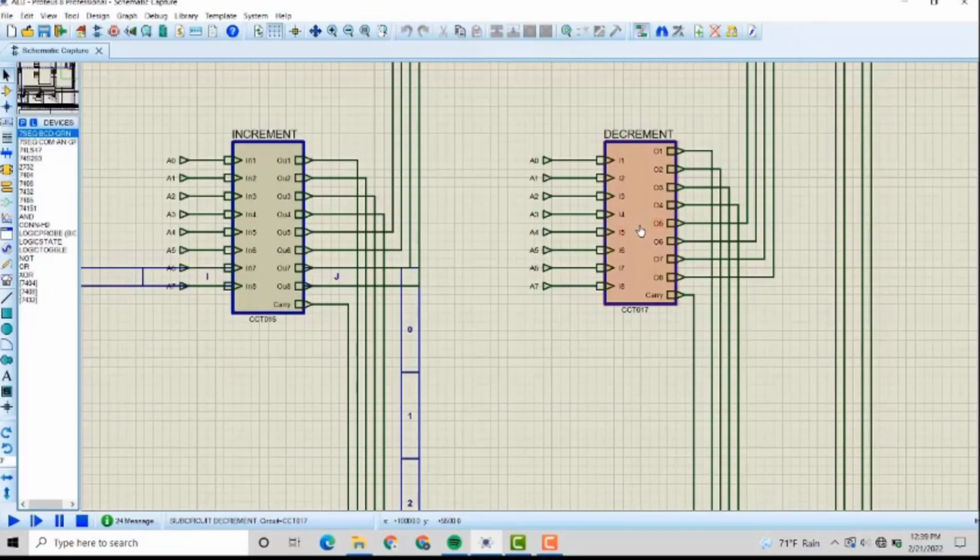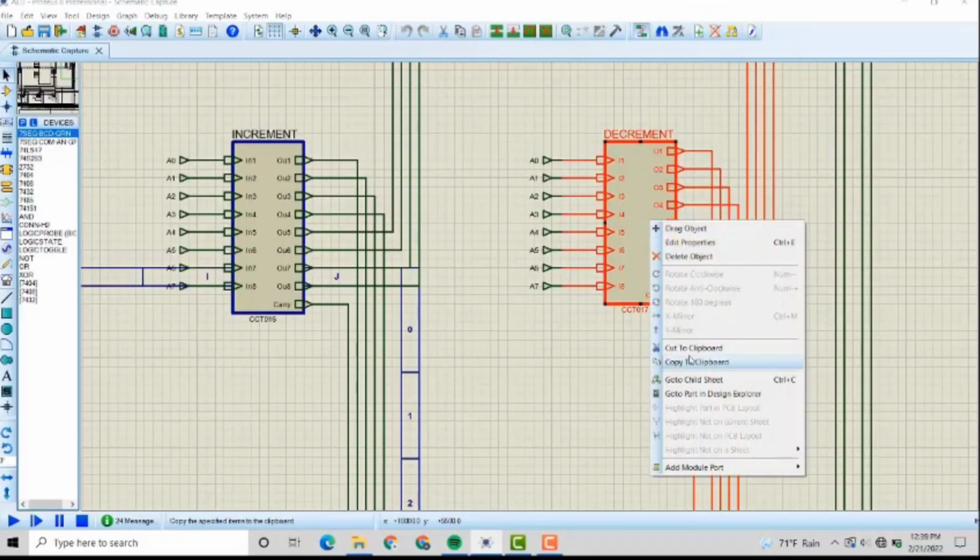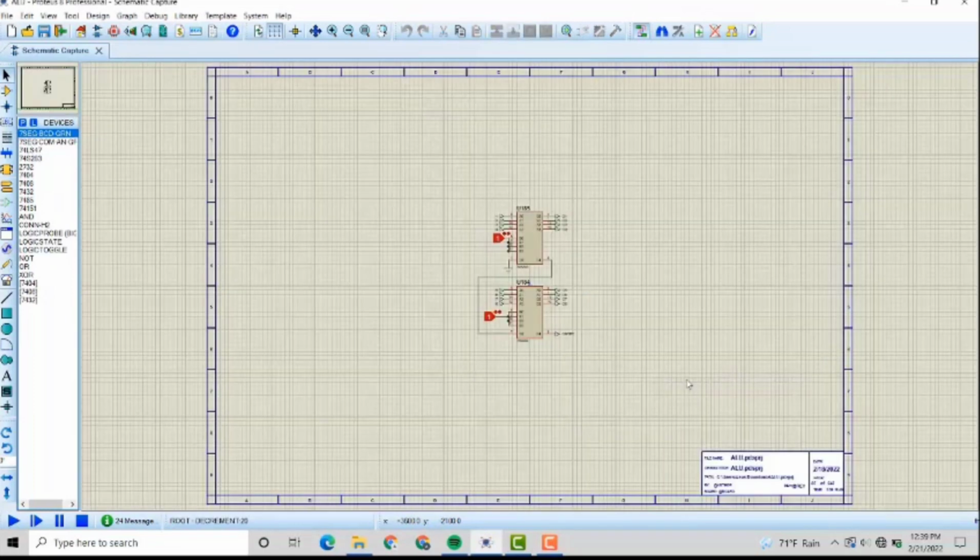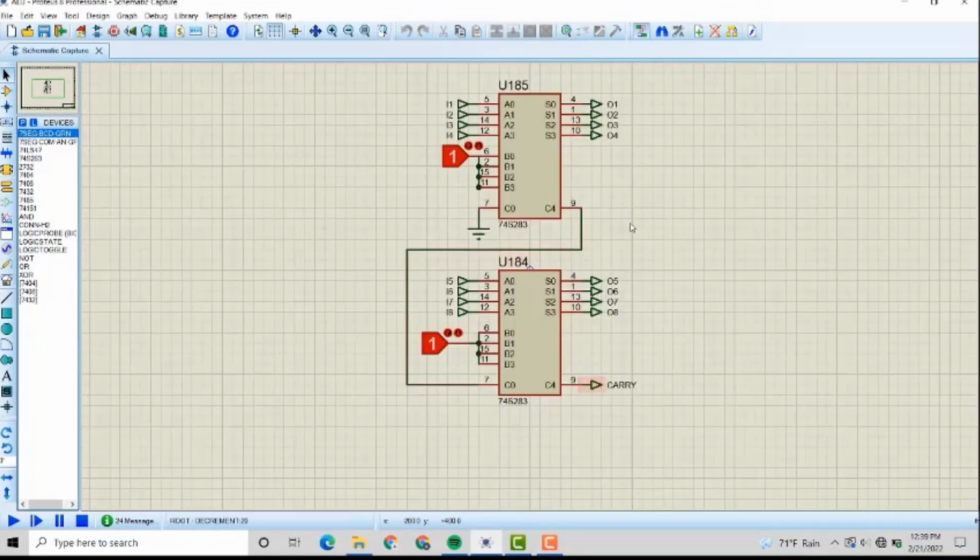And finally, this is our decrement block. It is also taking one number, as the decrement operation can be done on one number at a time. And in its child sheet, it is decrementing the input number by 1. So this is our circuit used here.